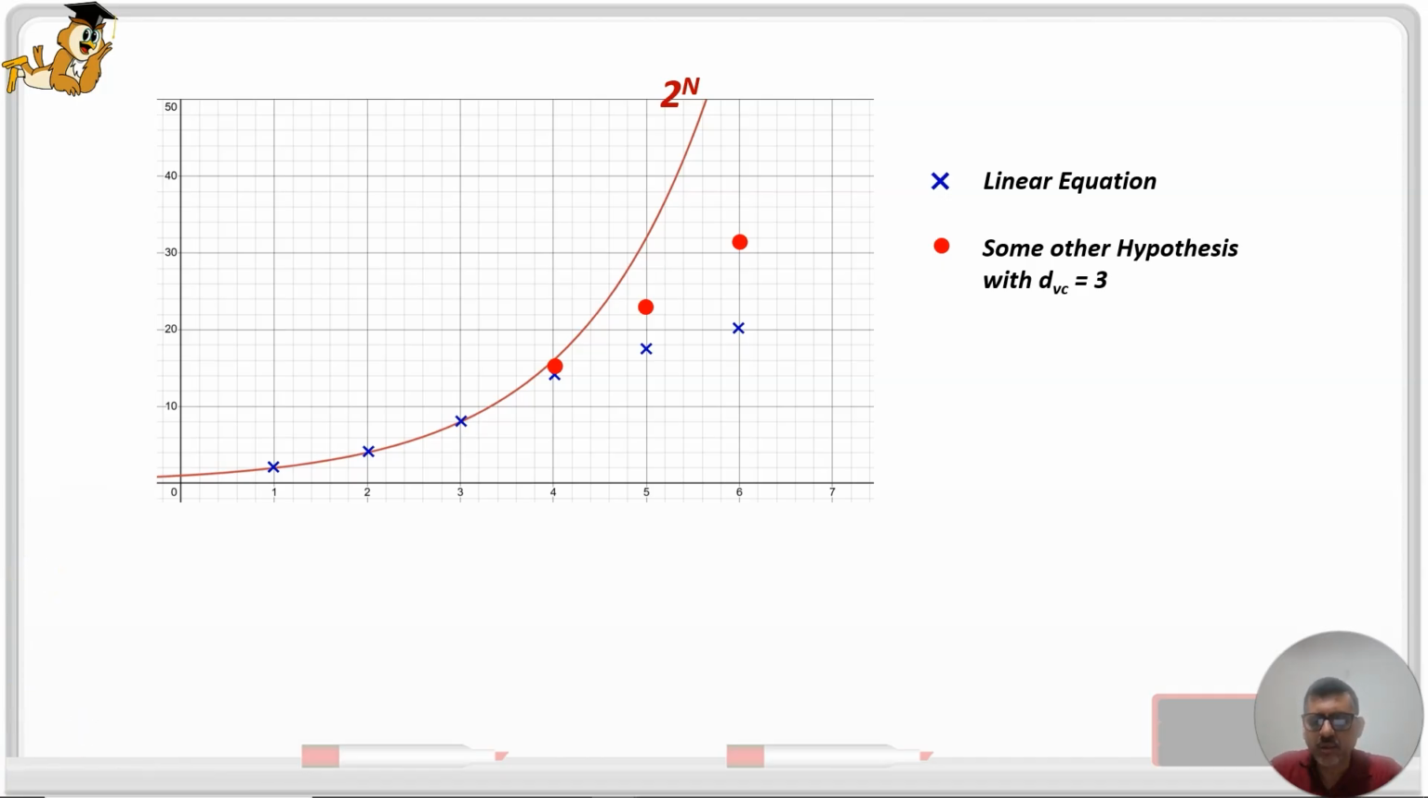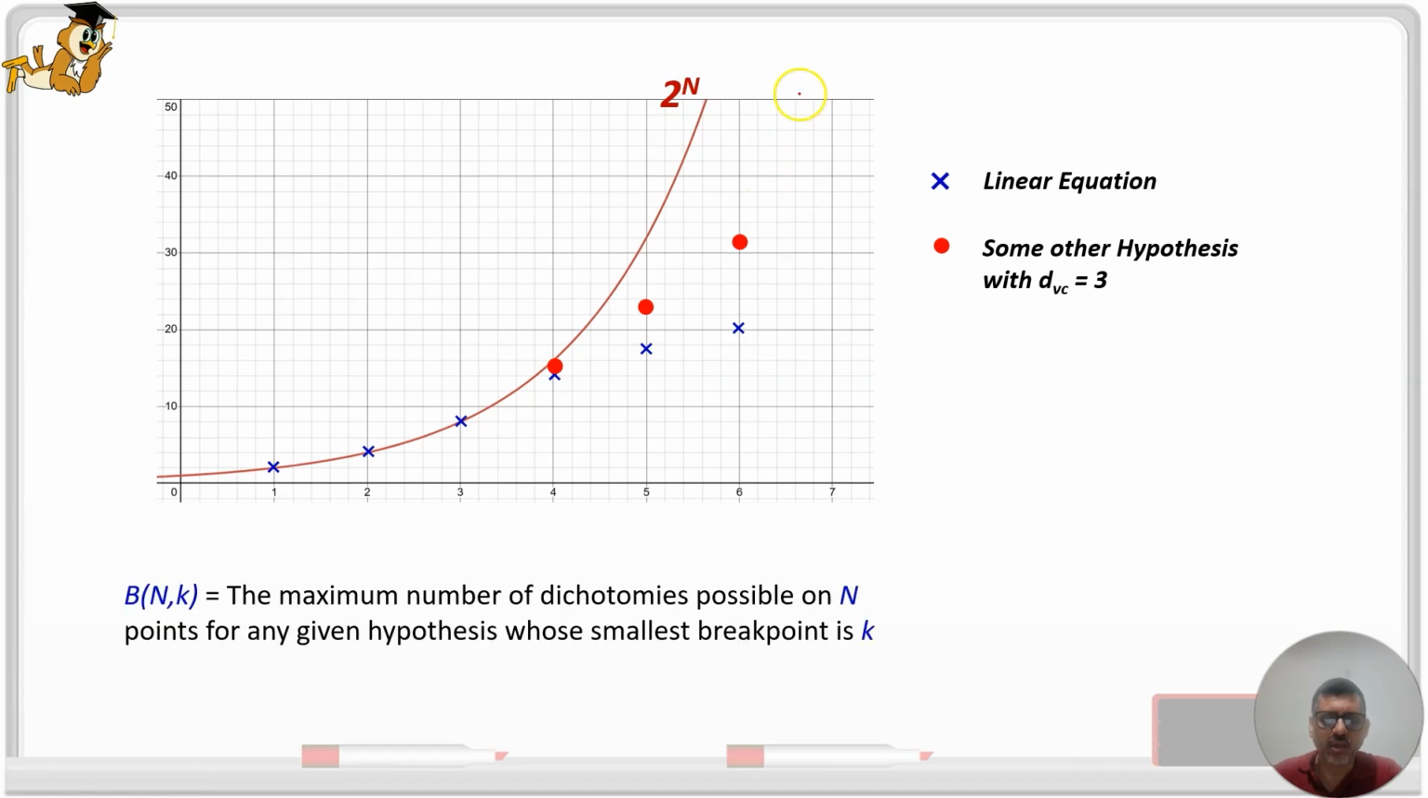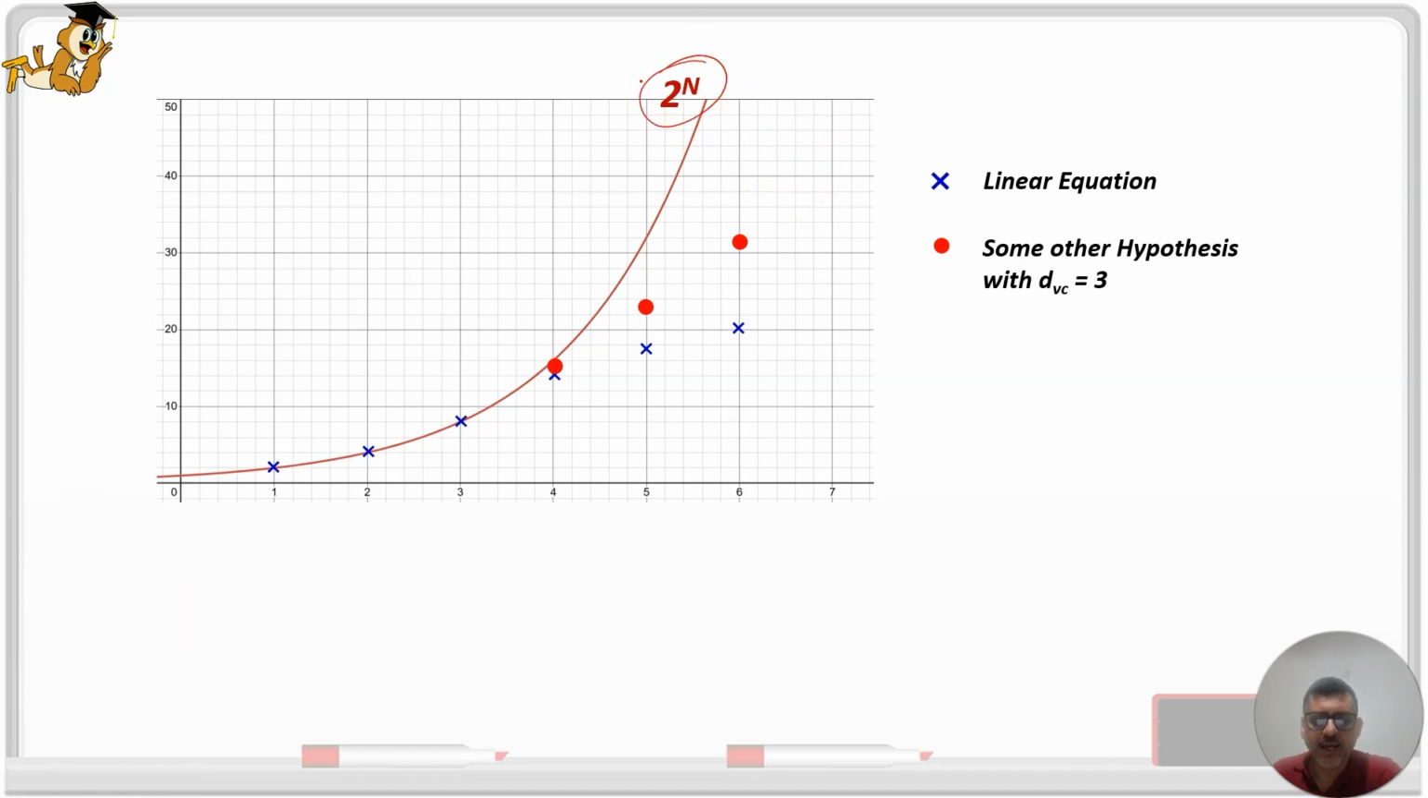Okay, this graphically shows what we are talking about. I have drawn the curve 2 to the power n. This brown colored curve is 2 to the power n, and I have shown the growth function of the hypothesis set of linear equations. So mH of 1 was 2, mH of 2 was 4, mH of 3 was 8, and then it started diverging from 2 to the power n, right? So this was the smallest breakpoint, and all of these were breakpoints as well, but we are going to refer to the smallest breakpoint as the breakpoint hereafter.